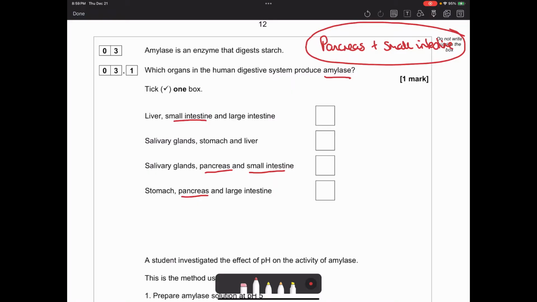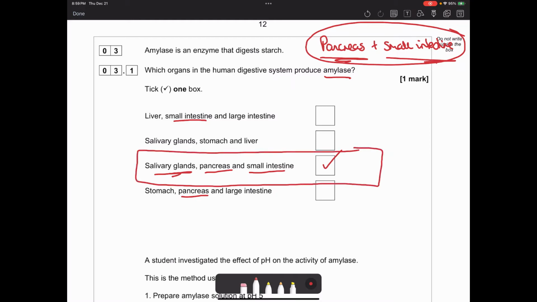So actually, just through process of elimination here, it's got to be the 3rd one, because it's the only option that has the pancreas and small intestine in. The 3rd place, which is given in the answer, is also the salivary glands. So anytime you're looking for where enzymes are made, you're thinking pancreas and small intestine. The extra place you make amylase is the salivary glands.